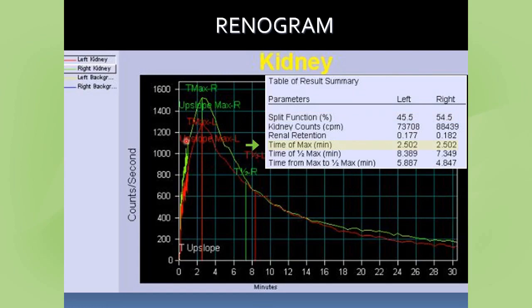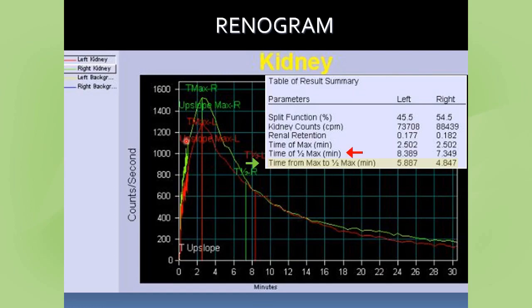So here in this patient, stone cold normal, 2.5 minutes on both sides, like we presumed from looking at the real-time images. And then time from max to half max, I've mentioned should be less than 10, no greater than 15, if you want to call it normal, and they're well below that.